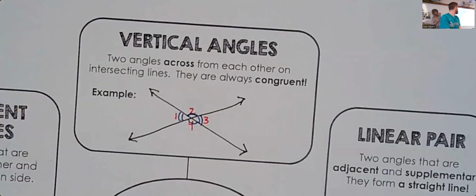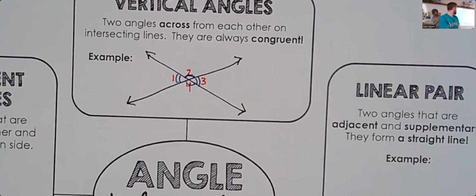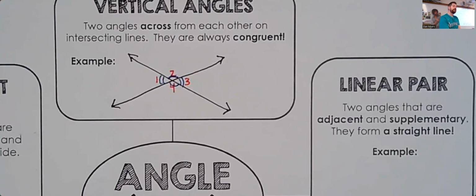The only difference I'm going to do is put the single arc with the 2 and 4 and the double arc with the 1 and the 3, because it doesn't actually matter how you do those as long as you identify them in some way. So angles 2 and 4 would be vertical to each other, and angles 1 and 3 would also be vertical to one another.